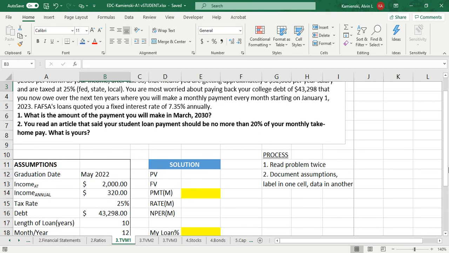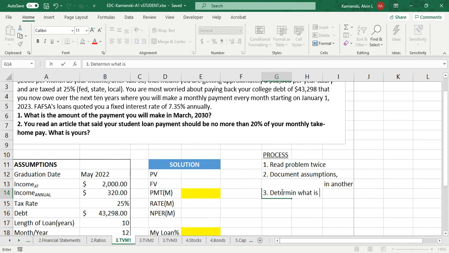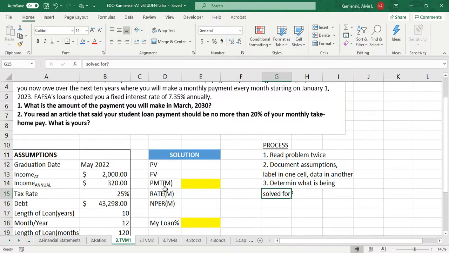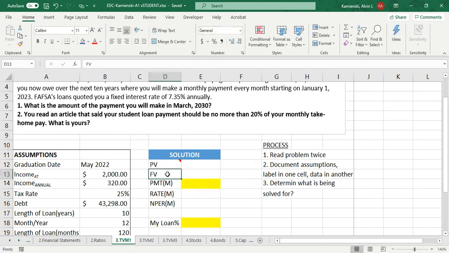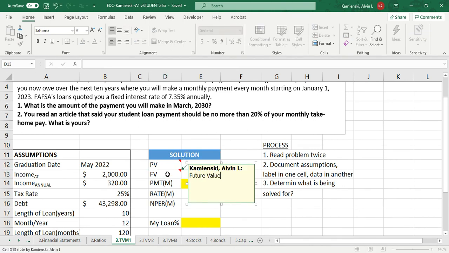Okay, now that we have everything documented, the third step in the process I always like is to determine what is being solved for. In this case, it's saying what is the amount of the payment you will make in March 2030. What I've done is over here typed up already the 5 variables that we will always be using when we're doing time value of money problems. Those are PV for present value. They are FV for future value.